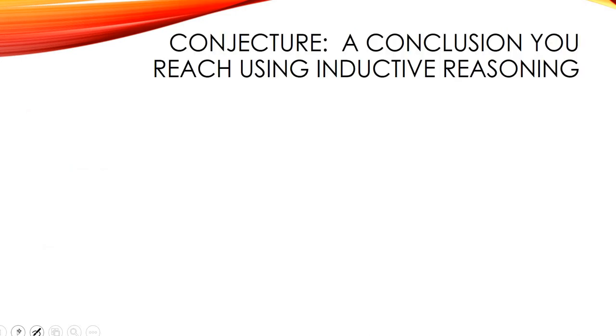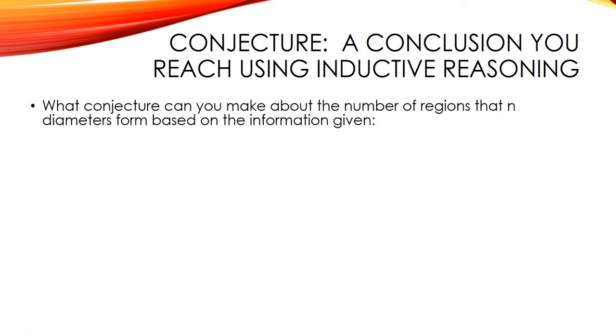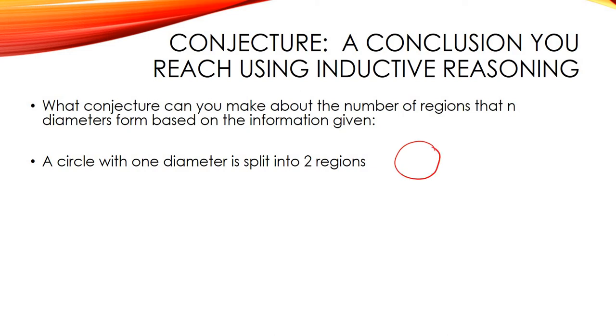A conjecture is a conclusion that you reach using inductive reasoning. So we can make conjectures, which is kind of what we did in the last slide. We made a conjecture about what the next in the series should be. So what conjecture can you make about the number of regions that n diameters form based on the information given? Be sure you're writing this down because you'll need it in your notes. The first is that a circle with one diameter is split into 2 regions. So if you draw a circle and put one diameter, we get 2 regions.